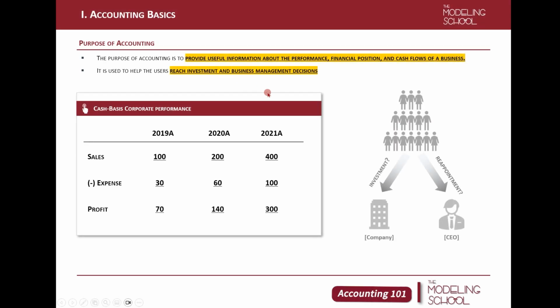The purpose of accounting is to provide useful information about the performance, the financial position, and the cash flows of a business to the users of the information. So who are the users of this information, like cash flow, revenue, net profit, and so on?